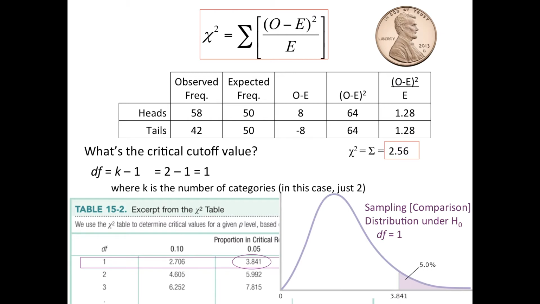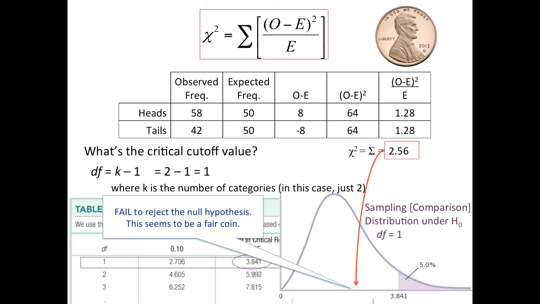Here is a chi-square distribution, the sampling distribution, also known, right, as our comparison distribution, under the null hypothesis with degrees of freedom of 1. Our critical cutoff point determines where on that distribution 5% of the distribution is more extreme than. And we ask ourselves, does our test statistic fall into that rejection region? And in this case, it does not. It's less extreme than our critical cutoff value. So we fail to reject the null hypothesis.